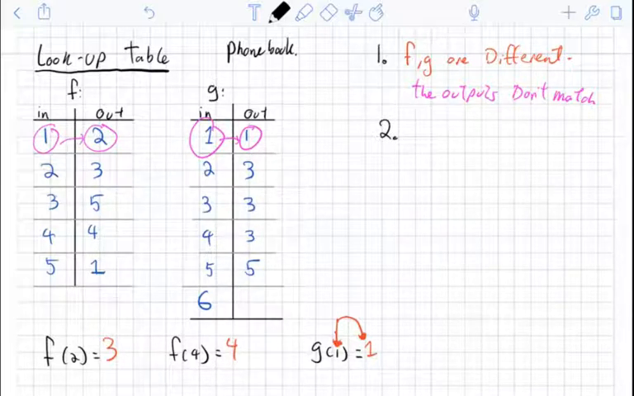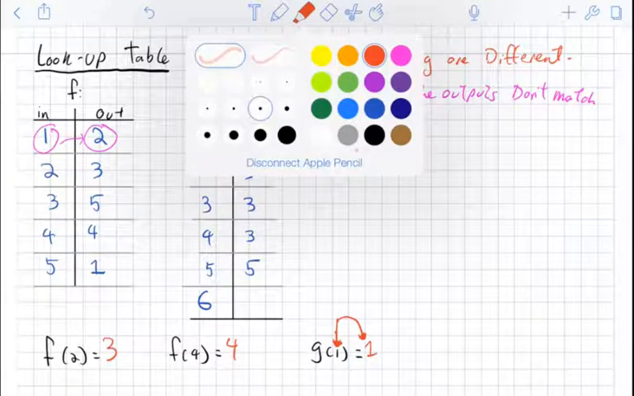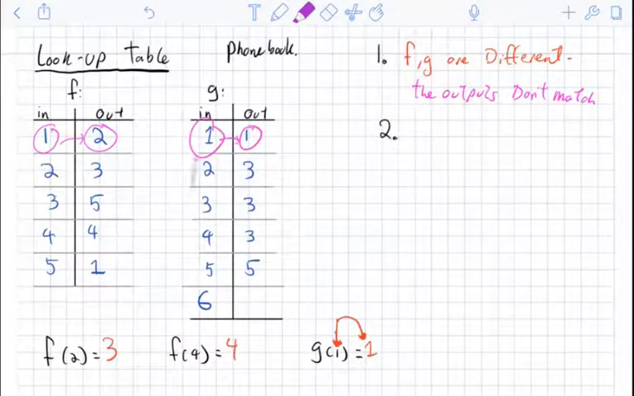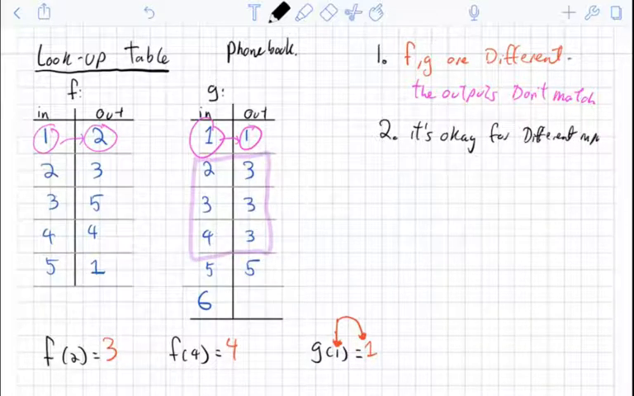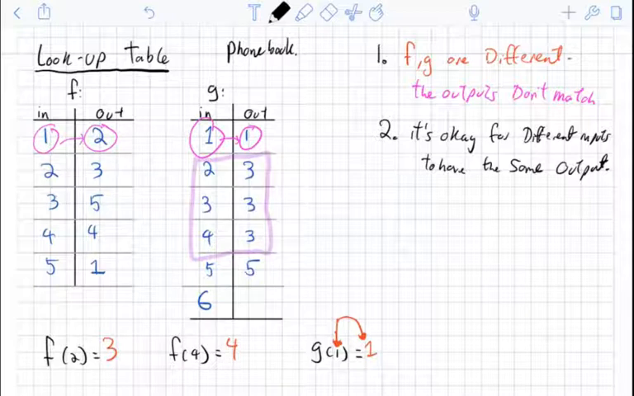Okay. Next thing I want to note, similarly, we saw this on the previous example. All of these inputs have the same output, and that's okay. For different inputs to have the same output, that's fine. It's still a function if that's true.